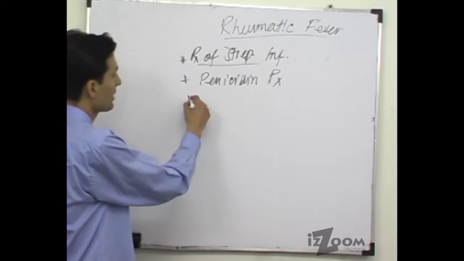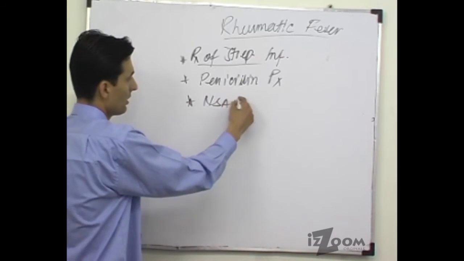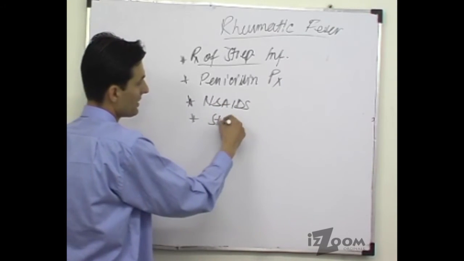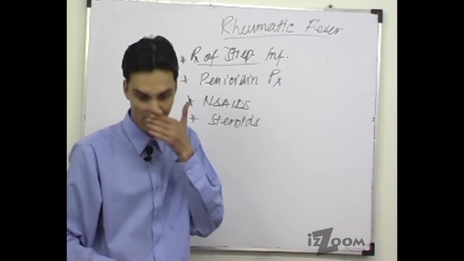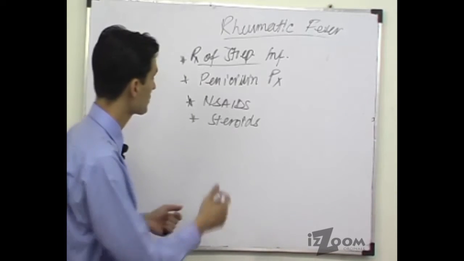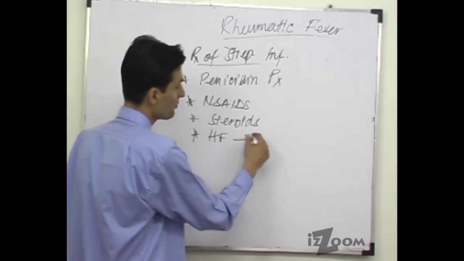For arthritis, you give NSAIDs, and you give steroids if there is severe carditis. If the patient presents to you with severe carditis, you give steroids. And if the patient presents to you with heart failure, you treat the heart failure.